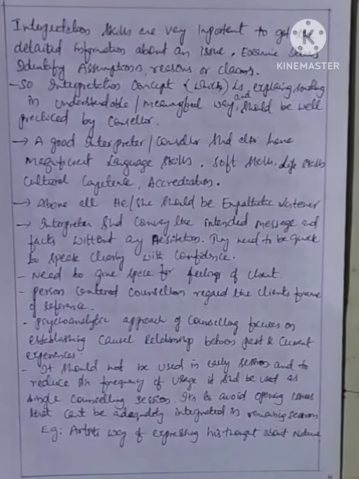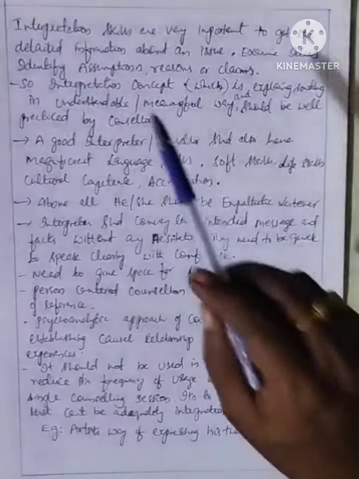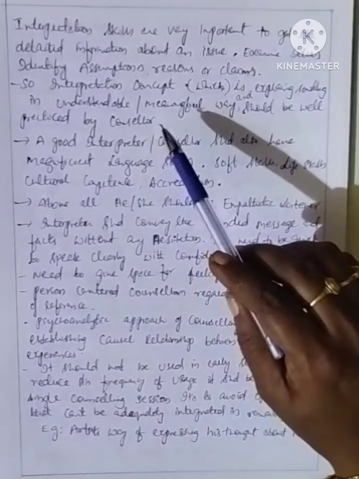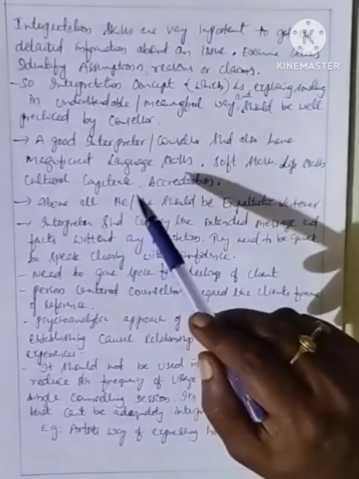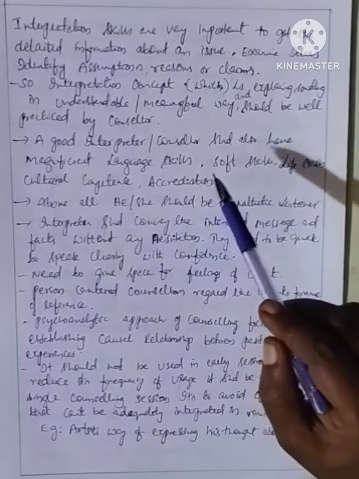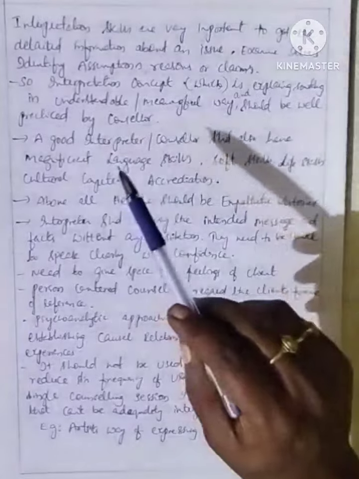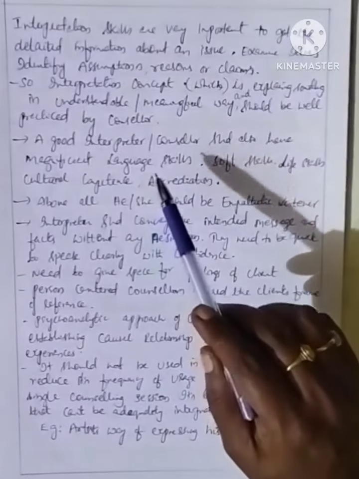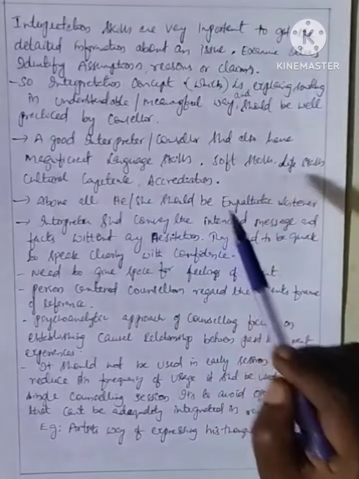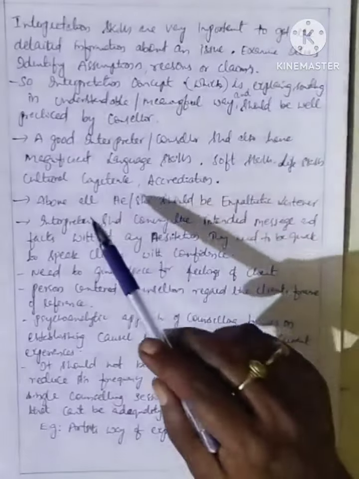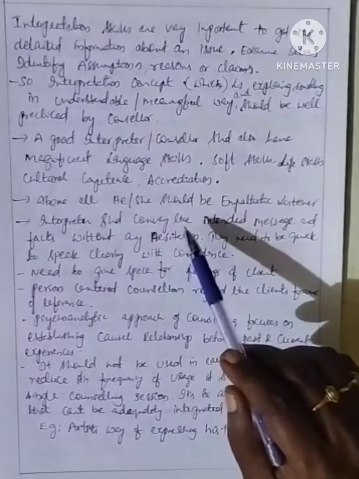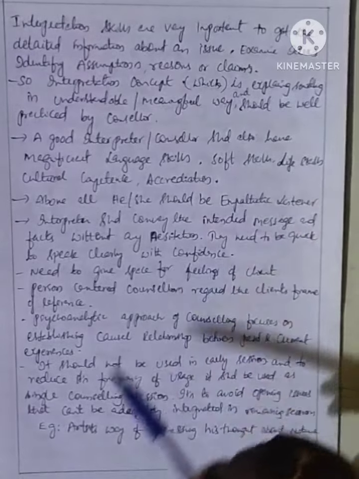Interpretation skills are very important to get detailed information about an issue. Examine the ideas, and identify the assumptions, reasons or claims. So the interpretation concept is explaining something in an understandable or meaningful way and should be well practiced by the counselor. A good interpreter or counselor should also have magnificent language skills, soft skills, life skills, cultural competence and accreditation. Above all, he or she should be a good empathetic listener.